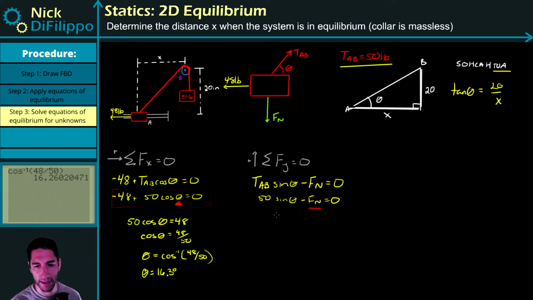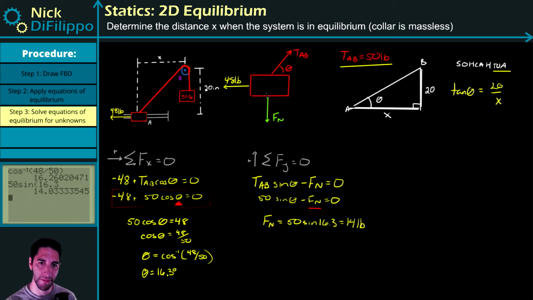Now I can put theta in right here. Let's solve it for Fn. So for Fn, I'm going to bring it to the other side of the equation. I'll have my normal force, Fn, is equal to 50 times the sine of 16.3. And that's going to be equal to 14 pounds. So that's what my normal force is.